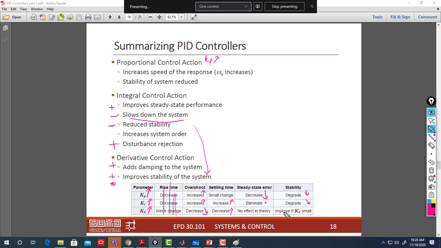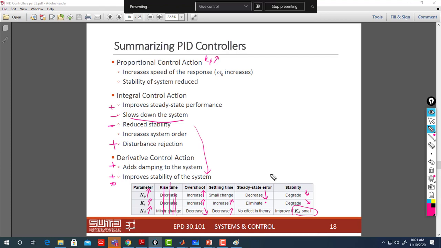As for the stability, in case of KD small, so there is no noise effect, it improves stability. The effect of noise we studied in part 1 before. So we are not going to recap the effect of noise for the derivative term, but we did it before for proportional. It amplifies noise, and the derivative amplifies it too. All right.